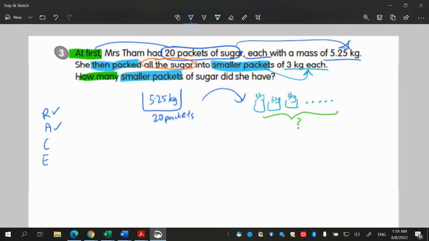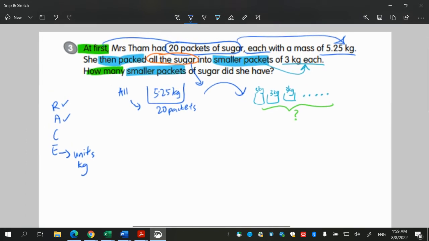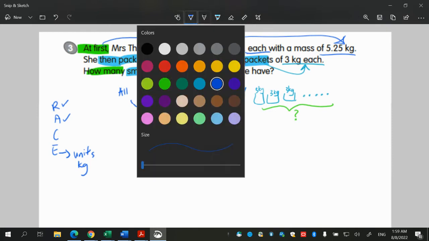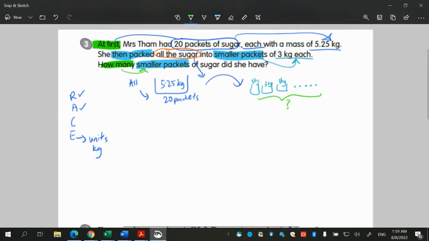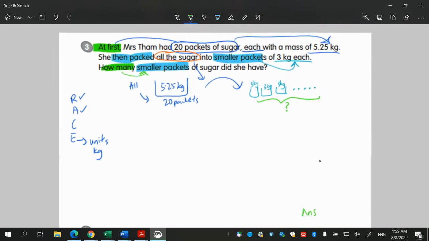So here it says all of the sugar goes into packing. At this point, I will highlight the units. Units here refers to kilograms. At the start it says kilogram, and in the second phrase it also says kilogram, so it's likely there's no need for conversion. Most importantly, the last bit of information asks about the smaller packets, so my final answer should refer to how many packets.